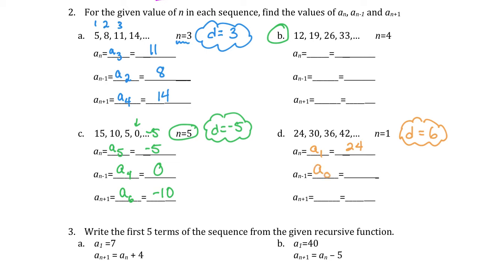This is tricky. We never talked about a 0 term. So what would come before this 24? Well, instead of adding the 6, I'm going to subtract the 6. And that would give me 18. So the 0 term, which really there's not such a thing, but we ran into it here. And my last one, the next term would be the second term, which would be 30.